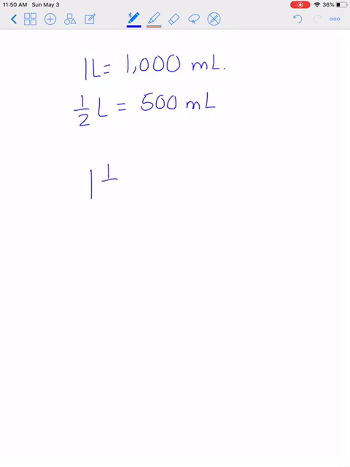If I know that 1 liter equals 1,000 milliliters, then 1/2 of a liter will equal 1/2 of 1,000, which is 500 milliliters. So I don't even need to do the multiplication, because 1.5 times 1,000.